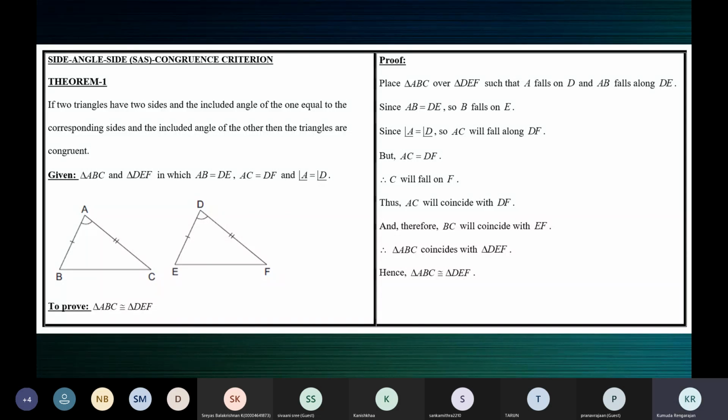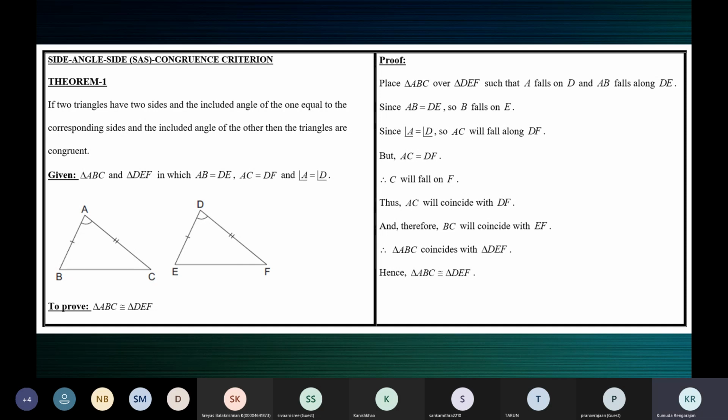This is the proof for the SAS congruence criterion itself. Why the SAS congruence criterion works, how it works. So we are trying to show that when you have the cutouts of the two triangles, you can perform it and see it yourself that with this information, the two triangles will be identical.